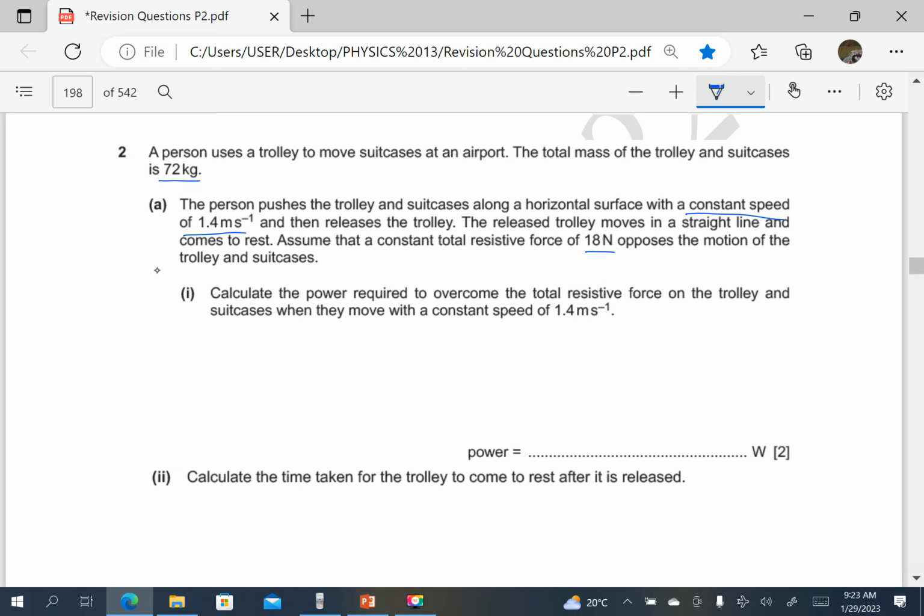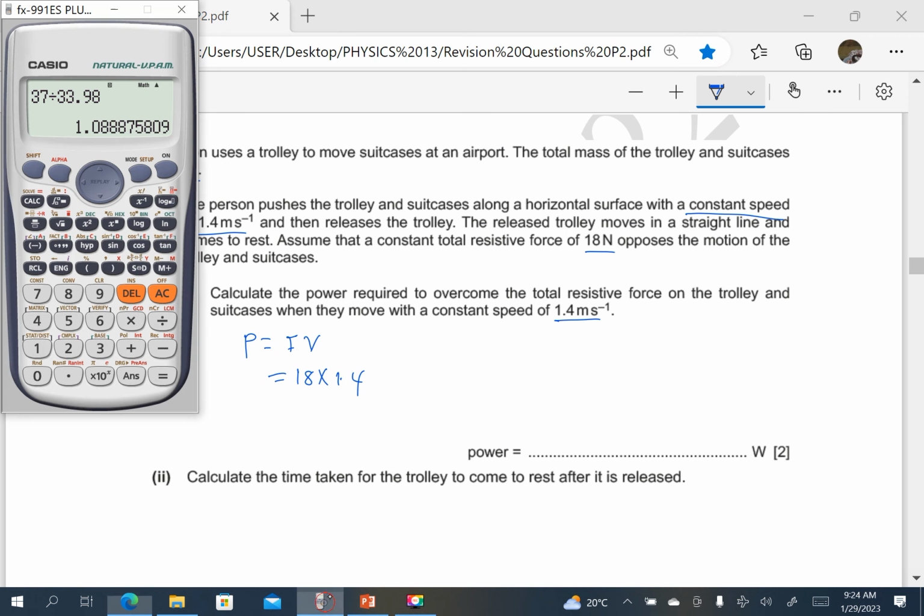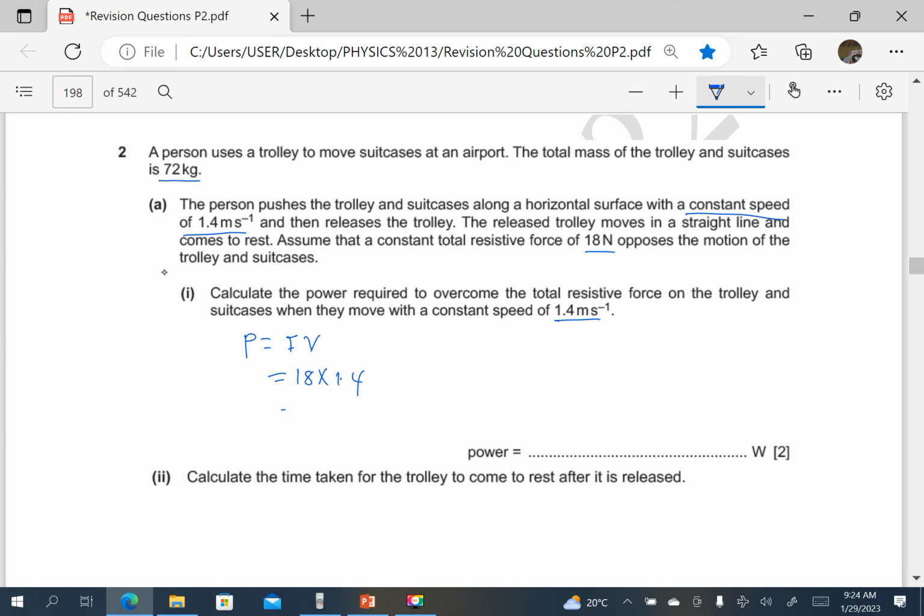Calculate the power required to overcome the total resistive force on the trolley. Power to overcome the total resistive force on the trolley when it is moving at a constant speed of 1.4. So we already know that power is equal to force times velocity, where this is going to be the force. The force is 18 newtons. The velocity is 1.4. So we just press our calculator, 1.4 times 18, which gives us 25.2. So the power here is 25.2, or approximately 25.